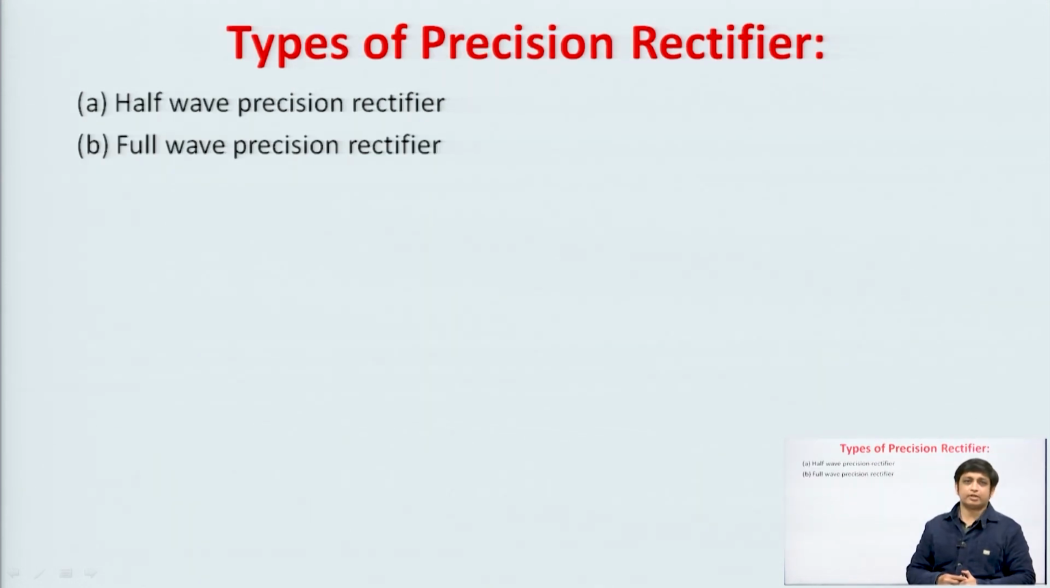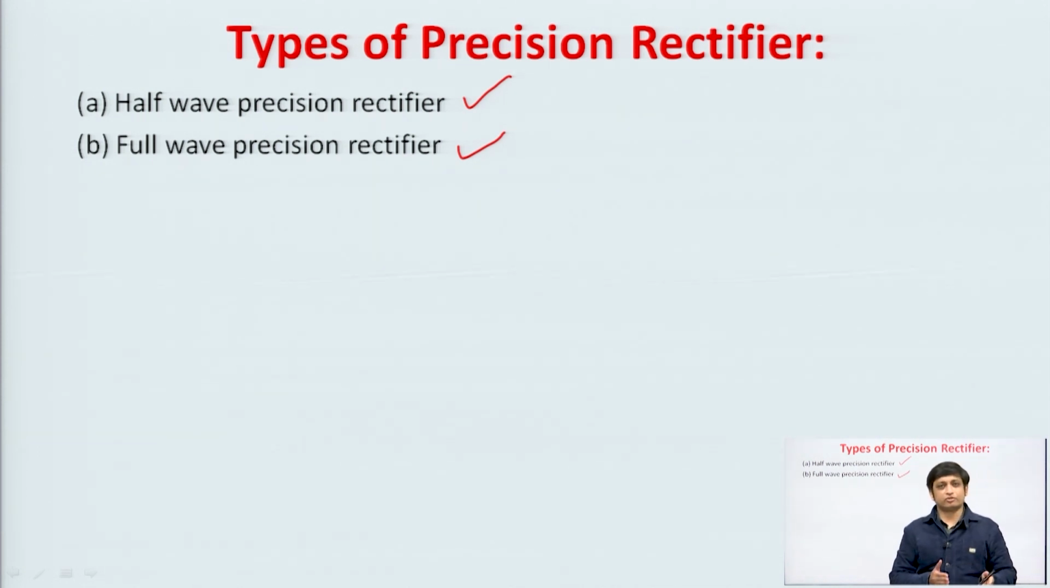Now, different types of precision rectifier. There are two main types of precision rectifier. The first one is the half wave precision rectifier, the second one is the full wave precision rectifier. Like in conventional rectifiers, we had studied that rectifiers are of two types, half wave and full wave. Further, full wave was divided into two parts, one is center tap, another one is bridge, right. There we had studied, but here in precision rectifier, half wave and full wave precision rectifier.